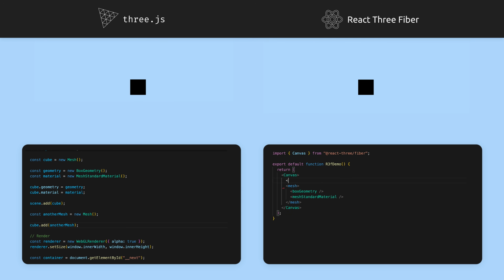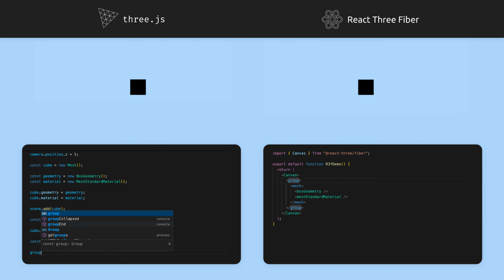More commonly, you'll probably see what's called a group, and then you can have multiple meshes inside of a group, and then groups have their own position, rotation properties that can allow you to move all its children as a whole. From the Three.js side, this is not a new concept. You would just create a group, and then you'd say group.add cube, for example.